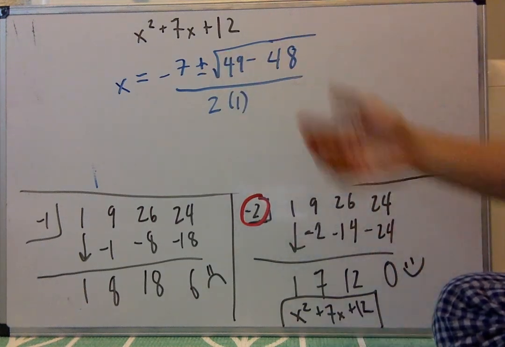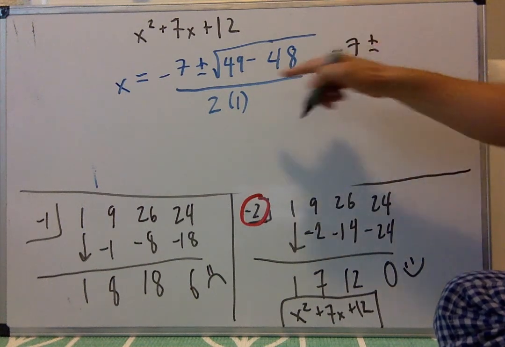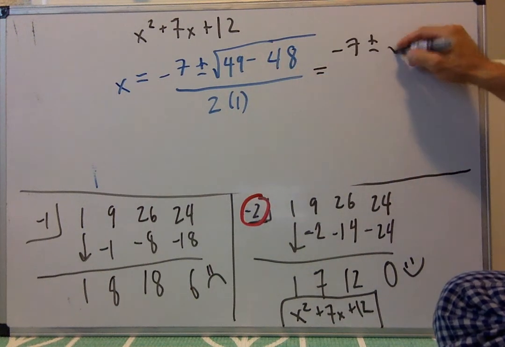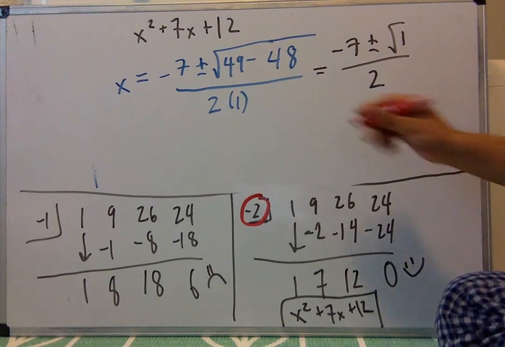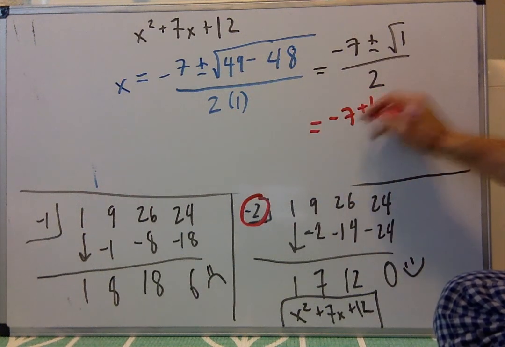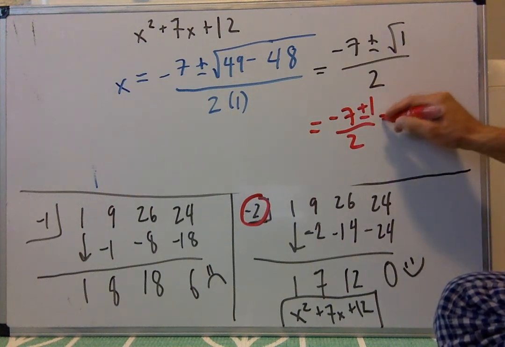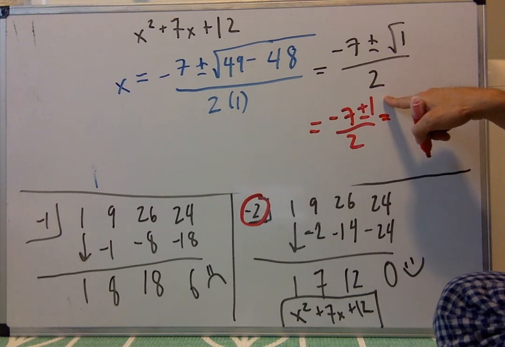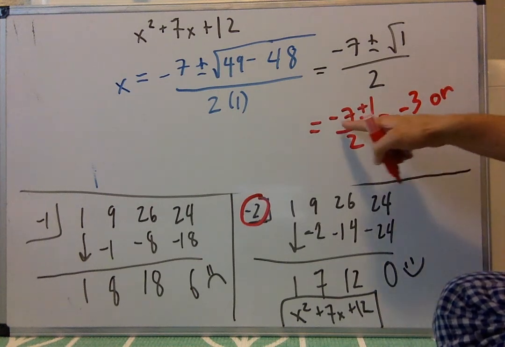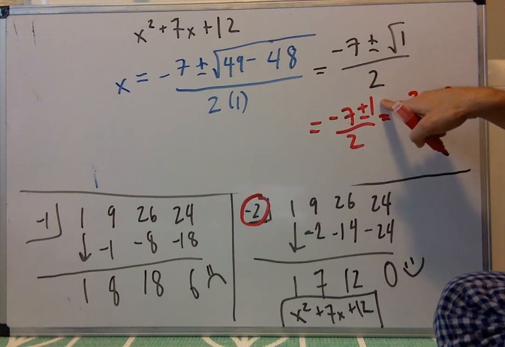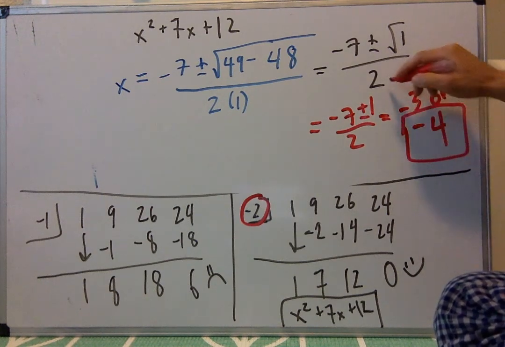All right, so now we're just going to simplify that thing. This is actually a nice simplification because that's negative 7 plus or minus 49 minus 48 is the square root of 1. And 2 times 1 is just 2. All right, sweet. So that's negative 7 plus or minus 1 over 2. If I take the positive version, negative 7 plus 1, that's negative 6, divided by 2 is negative 3. Or if I take the negative version, negative 7 minus 1 is negative 8, divided by 2 is negative 4. Right, sweet. So here's my other two roots, negative 3 and negative 4.